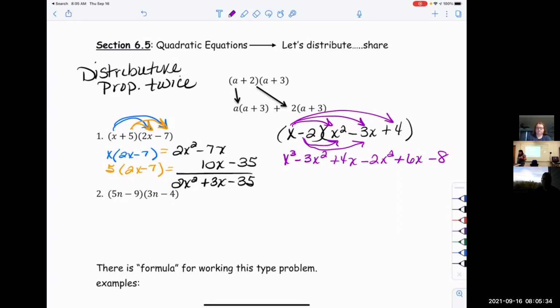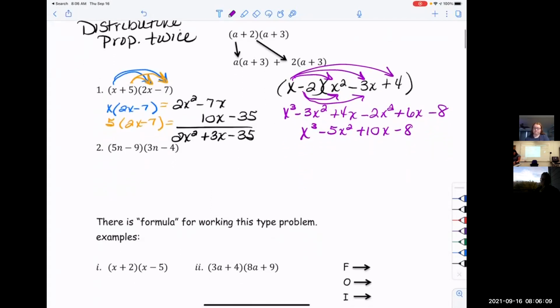Okay. All right. So then you would just combine like terms: x cubed minus 5x squared plus 10x minus 8. If you have two terms and two terms, you have a couple of different methods that will work almost identically. But if you have two terms and three terms, or four terms and five terms, or 10 terms and 10 terms, you have to go this route. You're not going to have 10 terms and 10 terms, don't be worried. You have to go the distributive property route. Otherwise, you have a choice. So let's do this one, and then we'll do FOIL.